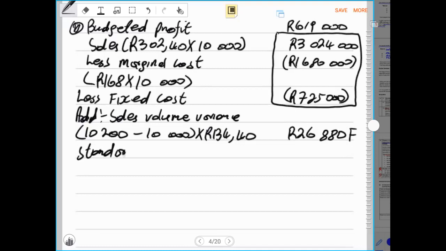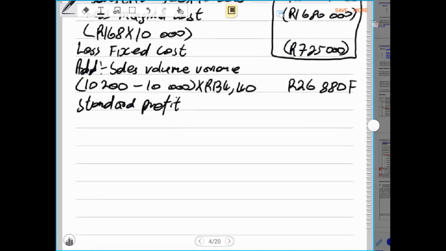We get to what we call standard profit. Now after my standard profit, I'll have to calculate my sales price variance. Remember, I started with the volume, then after I go to the price.